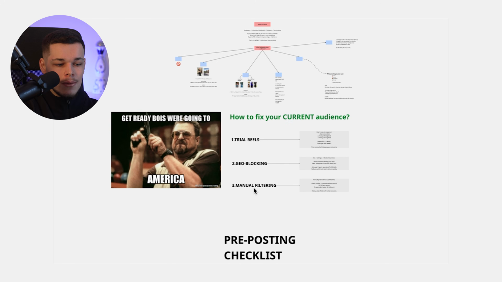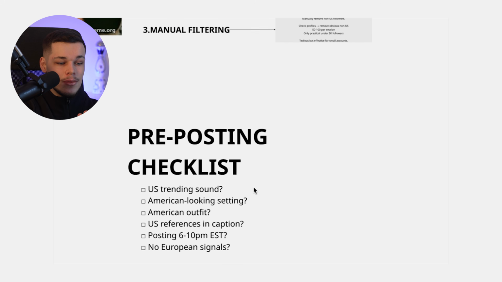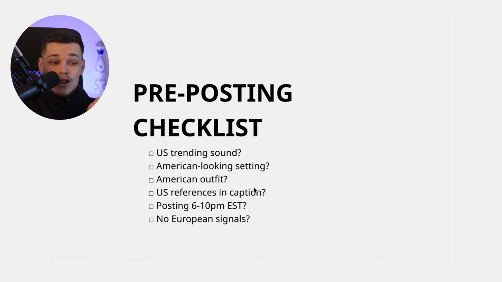So to sum everything up, let's give you a quick checklist so you have some actionable steps. Before you post a video, does it have a US trending sound? Does it look American? Does the outfit reflect that she is American? Do you have US references and keywords in the caption in the video? Do you post basically in prime time in America? And did you make sure there's no European signals in the video that would attract Europeans or any other countries you don't want? And by the way, most of it, European signals and other countries, India, Mexico, if your video is too sexual, you're always going to attract them. So check if your video is too sexual or not.